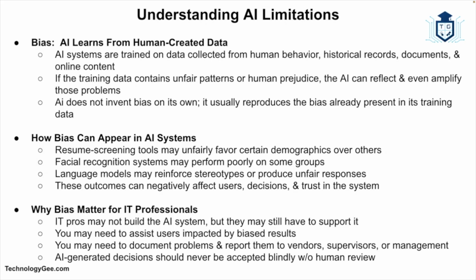The first is bias. Now understand that AI systems learn from training data, which often comes from real human behavior, historical records, and online content. If that data contains bias, then the AI will reflect it. So how does bias show up in AI? Some examples include resume screening tools that favor certain demographics, facial recognition systems that perform poorly on certain groups, and language models reinforcing stereotypes.